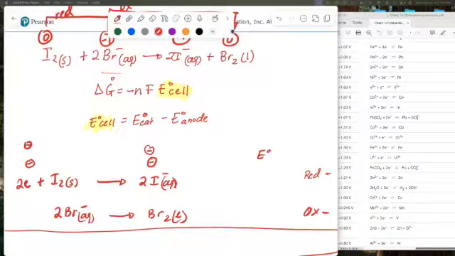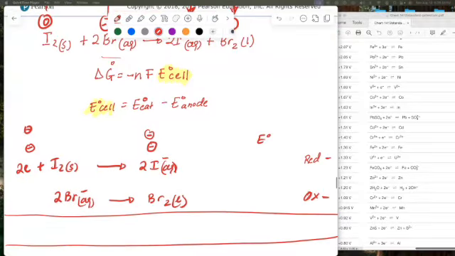Remember, in reduction, electrons are reactants. In oxidation, electrons are products. So let's see how that plays out. On the Br minus, I have two negative here, and there's nothing on the right, so I have to add two negative here to even this out, and now I have two electrons. This is just guiding us visually to know where the electrons go.